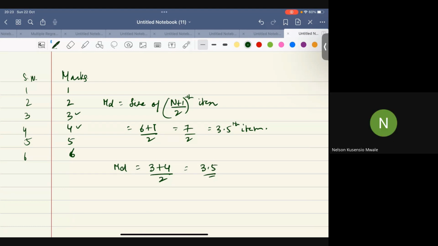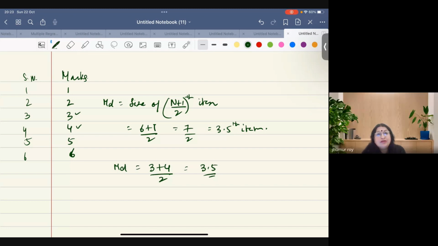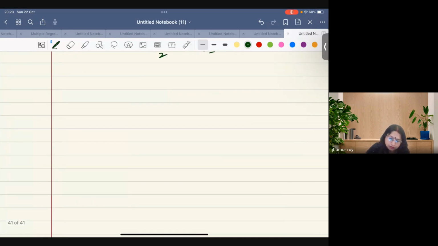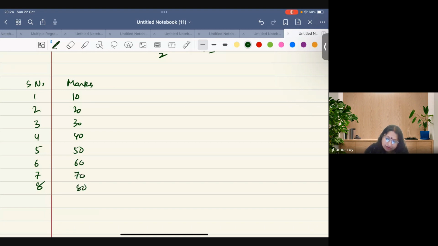Any doubts over here? If the count of numbers is not odd but even, we have to do an additional calculation. Yes, you take the third and the fourth values. Let me write one more question of the same type. Suppose I've taken serial numbers 1, 2, 3, 4, 5, 6, 7, 8, and the marks as 10, 20, 30, 40, 50, 60, 70, 80. So median is equal to the size of (n plus 1) by 2th item.